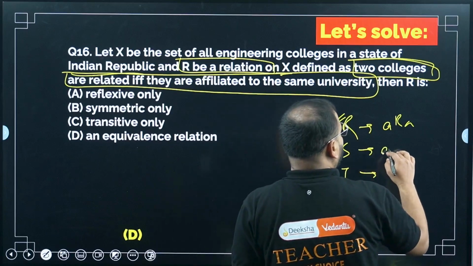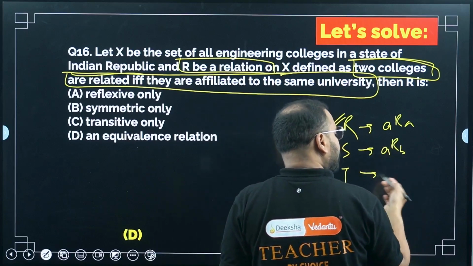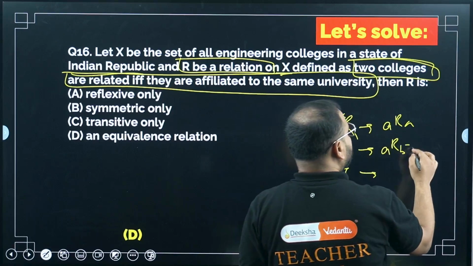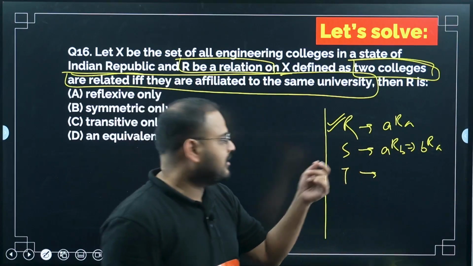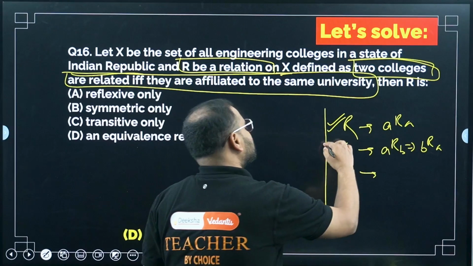Okay, what about symmetric? Think about it. If college A is in the same university as B, then obviously B is in the same university, no? A and B in same university, then B and A is also same university. So symmetric is also true.